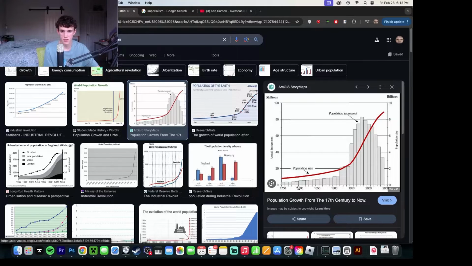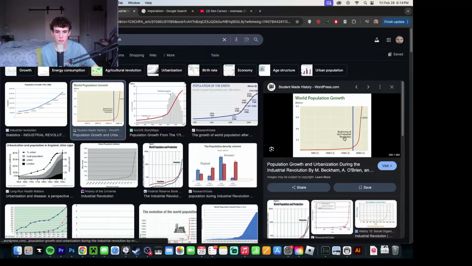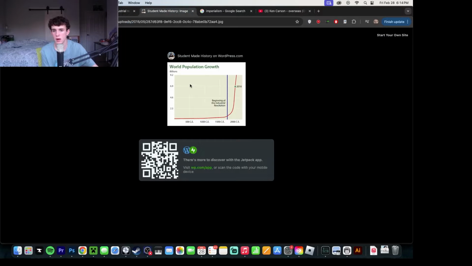Look, so this is the Industrial Revolution. This wasn't the Industrial. What are they talking about? That's dumb. Look at this. This is better. I can't zoom in on this.